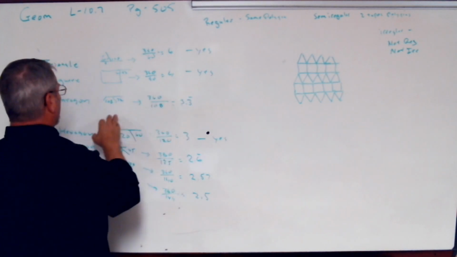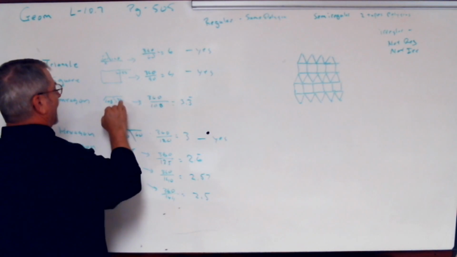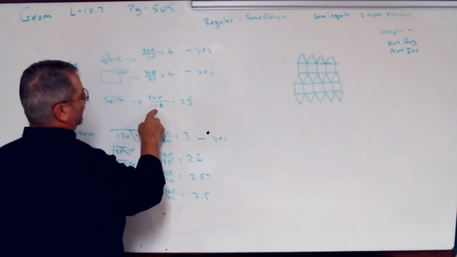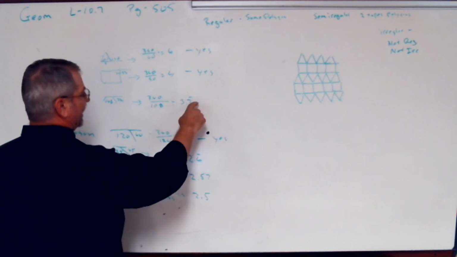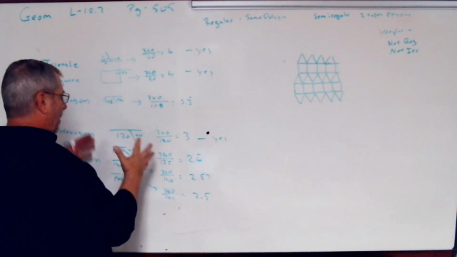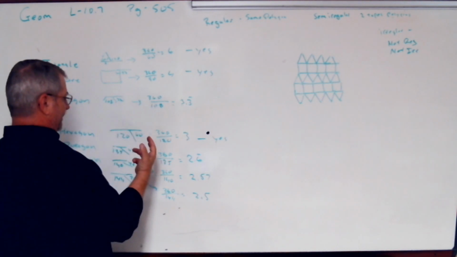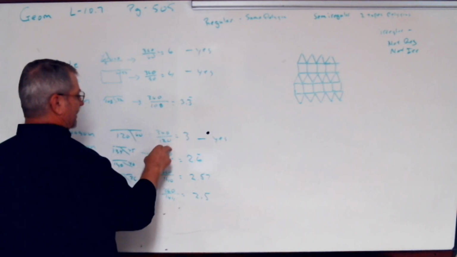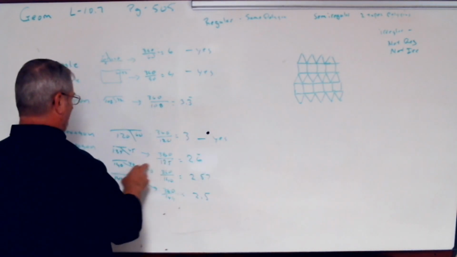That's a yes. A pentagon has 5 sides. Exterior is 72, interior is 108. So we take 360 divided by 108, 3.3 repeating. That will not work. You cannot use regular pentagons all put together. They will not cover everything. Hexagon, 120. Divide, it comes out 3. Yes, you can use hexagons.